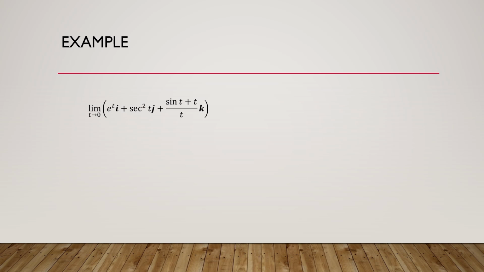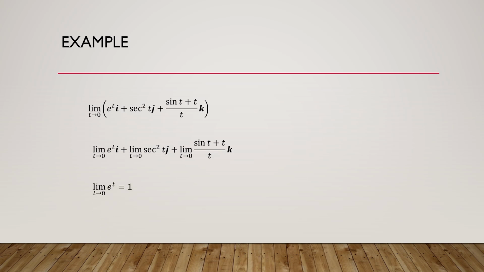In another example, find the limit as t approaches 0 of e^t i plus sec²t j plus (sin t plus t)/t k. We can split this at the plus sign to get the limit as t approaches 0 of e^t i, plus the limit as t approaches 0 of sec²t j, plus the limit as t approaches 0 of (sin t plus t)/t k.